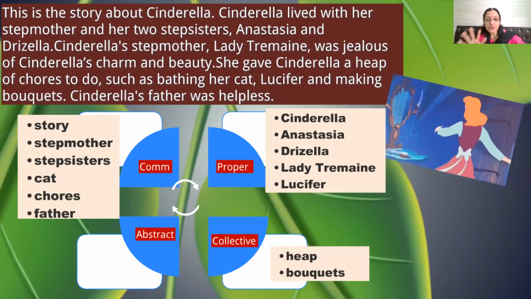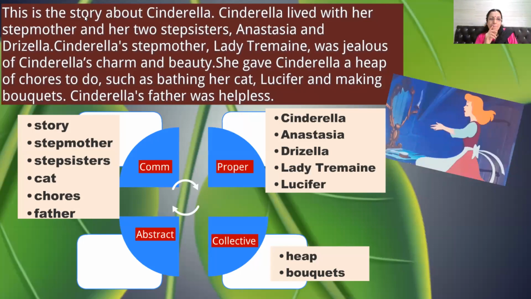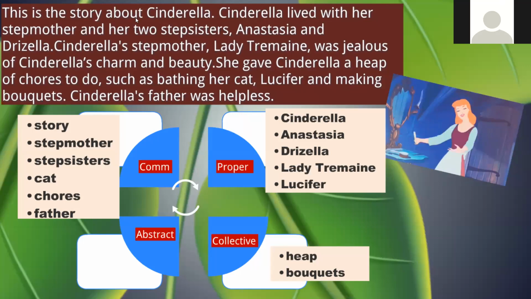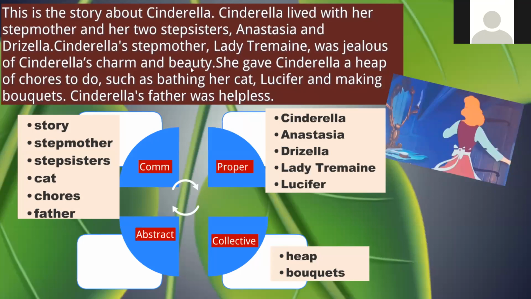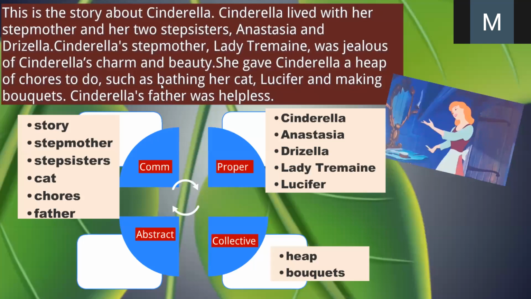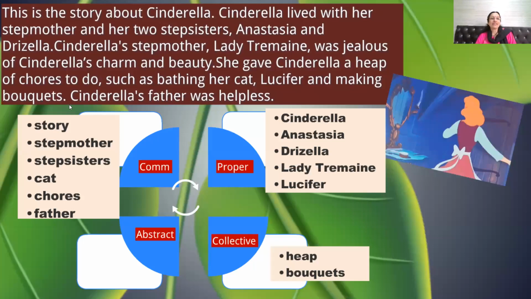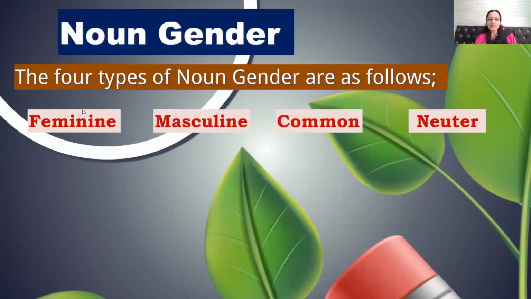All non-living things. Neuter gender. Start from the first sentence. Story. Neuter gender. Very good. Then charm, beauty. Neuter gender. Heap. Neuter gender. Chores. Yes. Neuter gender. Bouquets. Very good. Okay. So very clearly you all know this now.